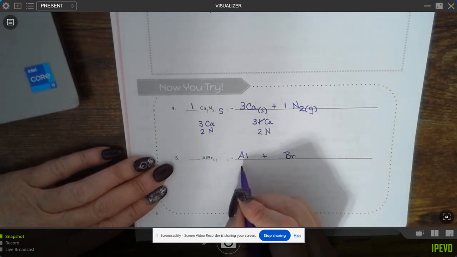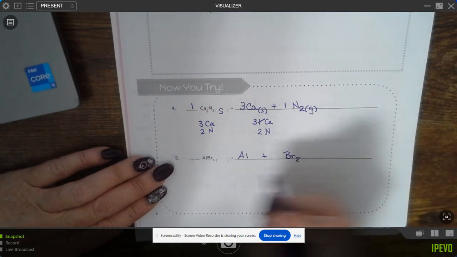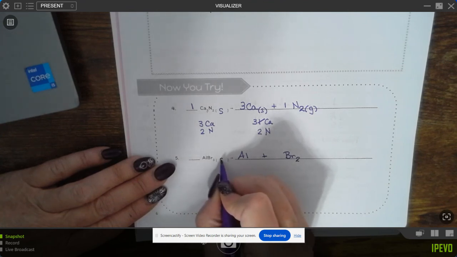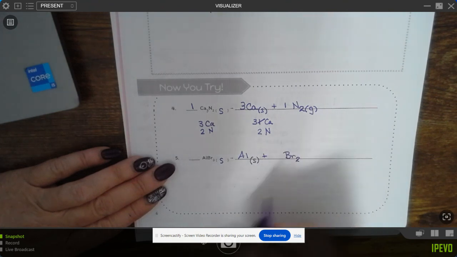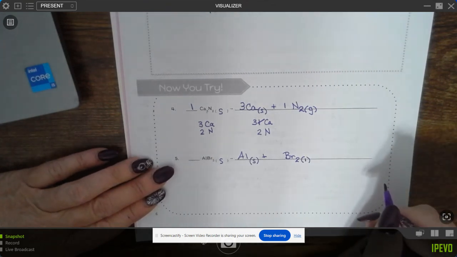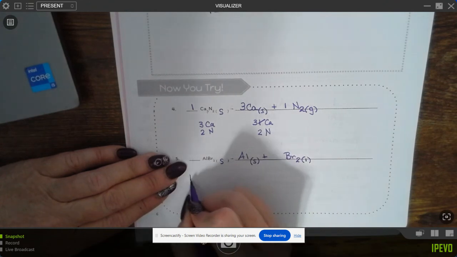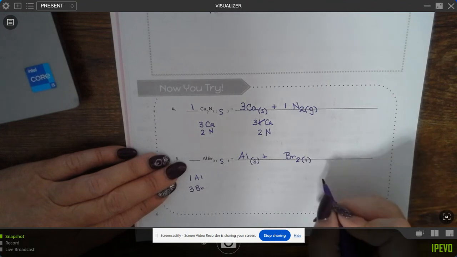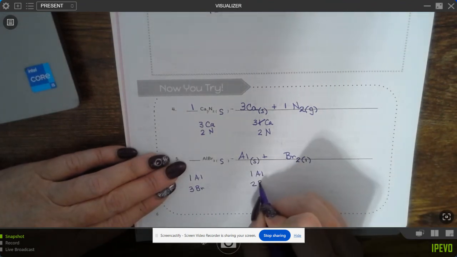Aluminum is not a diatomic element, but bromine is, so it gets a 2. Aluminum bromide is ionic, so that's a solid. Aluminum is a metal, so it's a solid. And bromine is one of our 2 liquids on the periodic table. All right, let's balance this bad boy. So we have 1 aluminum and 3 bromine. Over here, we have 1 aluminum and 2 bromine.